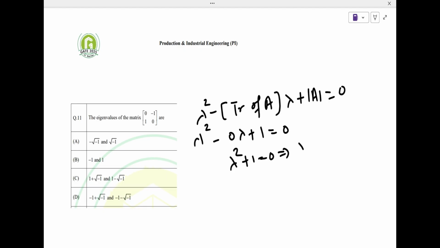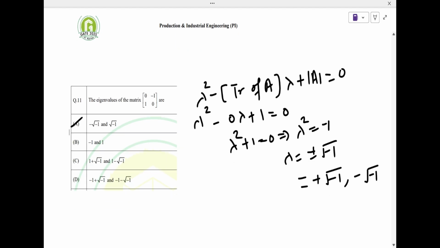So we can say lambda square is equal to minus 1, or lambda is equal to plus minus under root of minus 1, because all the options are here in terms of under root minus 1. So we are not going to use iota over here. So the answer is plus under root minus 1, minus under root minus 1. So that is option A, that is the correct one.